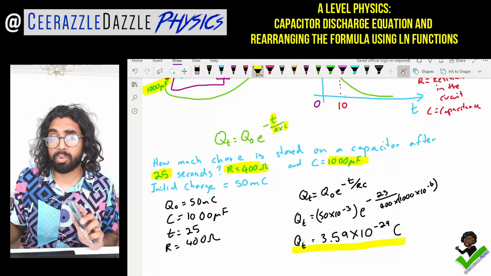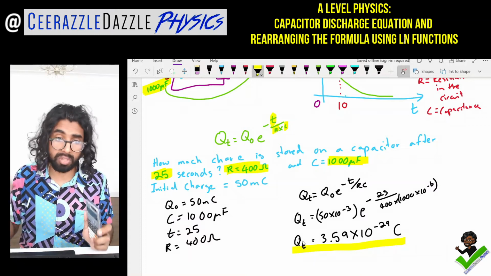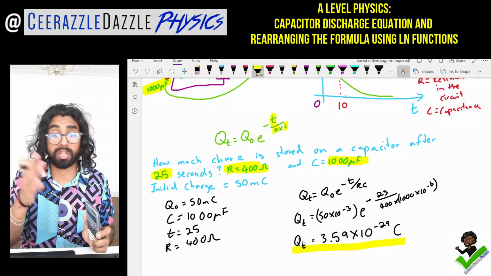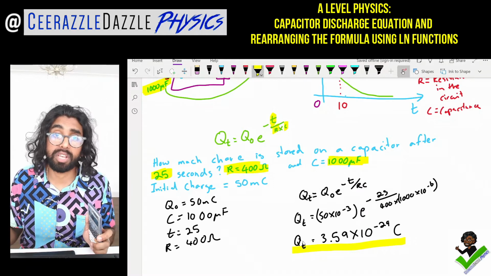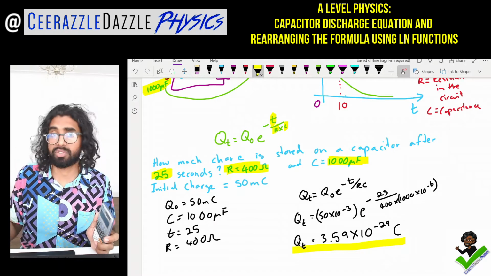Okay, so that's one example we've now done. So now we've had a use of that formula here. If somebody asks you what charge is stored on the capacitor after a certain time, we can now use that formula, provided that you know the resistance, the capacitance, the time and the initial charge.